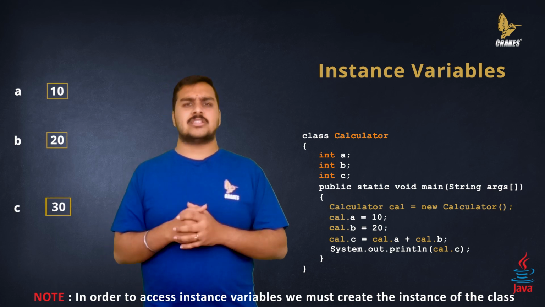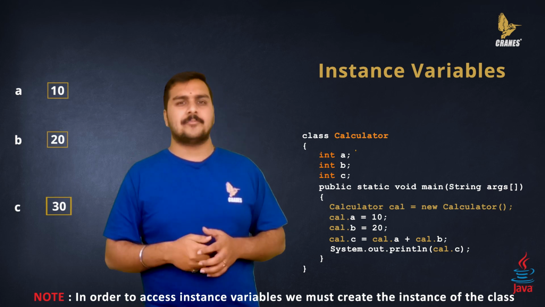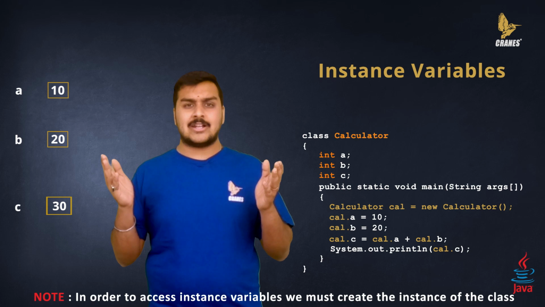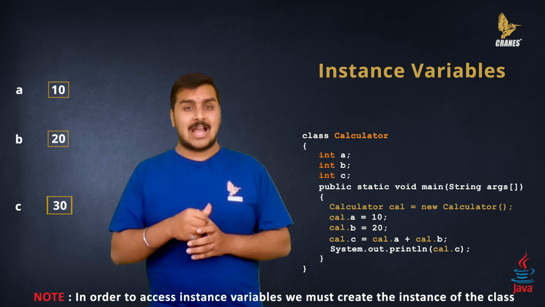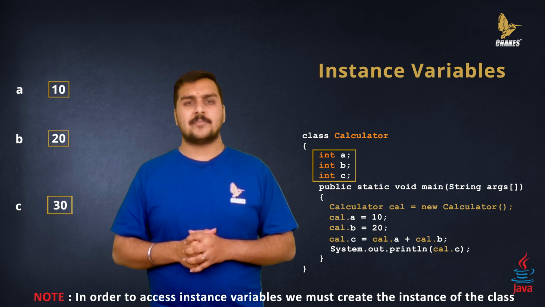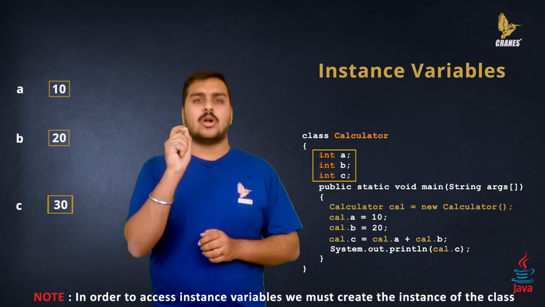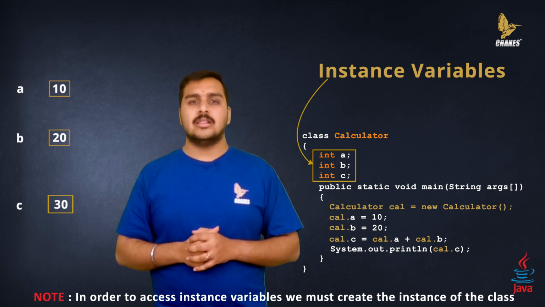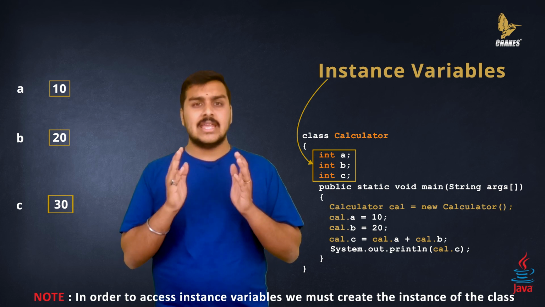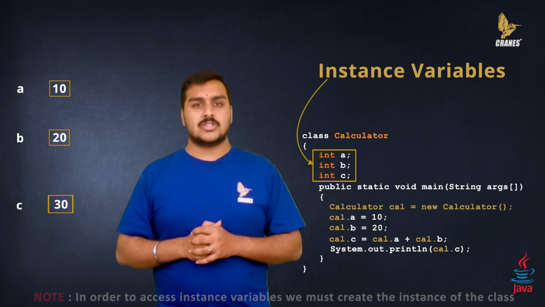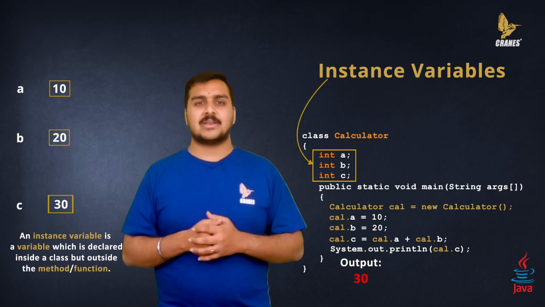Sir, what is the difference in this program? The difference in this program is these three lines. In the previous program, I had not written anything inside the class. I had not declared any variables inside the class. But now I am declaring these three variables inside the class. So any variable declared inside the class is what we call an instance variable. The definition of it is here, and the output for this program is here.